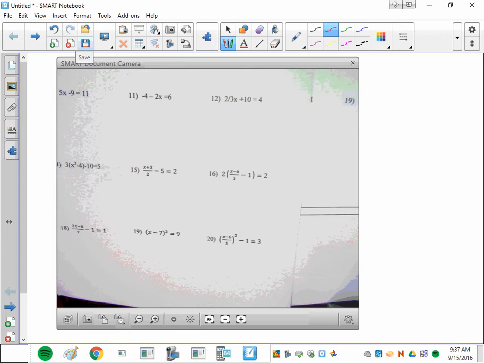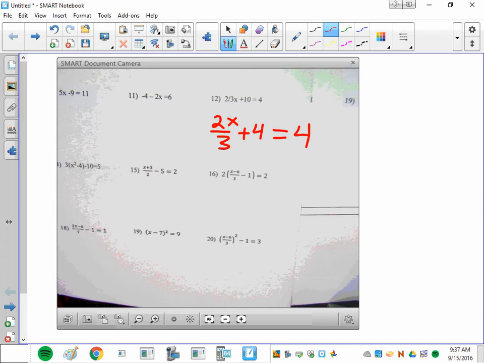How many operations do you see on number 12? It's 2 or 3, depending on how you look at it. If you treat 2/3 as a single number, then there would be 2 operations. But I like to think of it as 2x over 3 plus 10 equals 4. In which case, this would be step 1, and this would be step 2, and this would be step 3. Oh, that's a 10. Sorry.